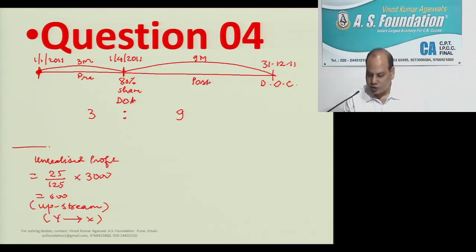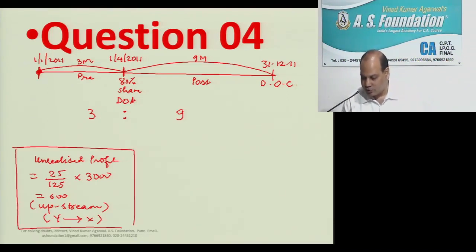So have you understood this unrealized profit treatment? Y has sold to X. 600 rupees will be adjusted from the profit of Y. And where is the profit of Y shown? In working note number 2. So this is a working note number 2 adjustment item. You will say in the previous problem we did it in working note 5, but that was downstream. This is upstream.